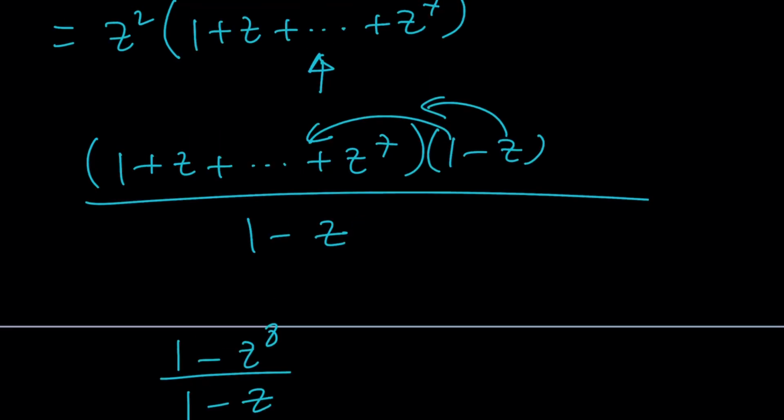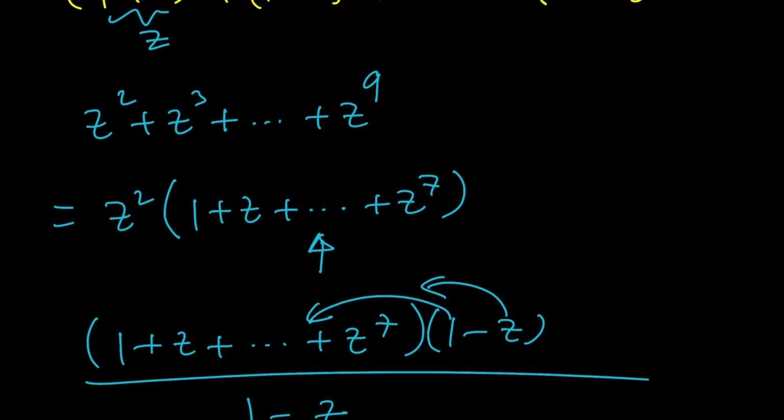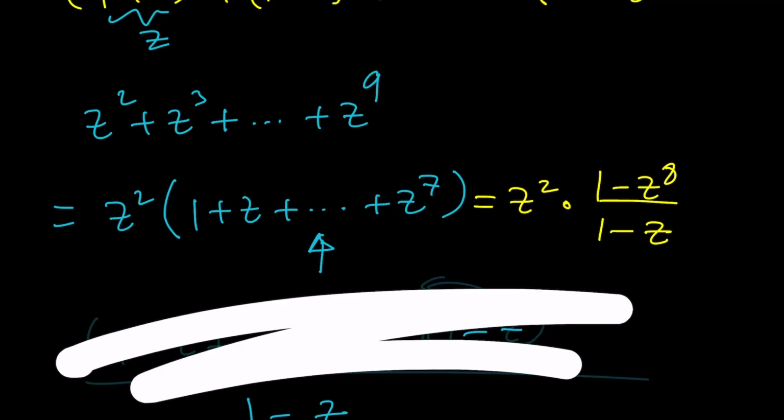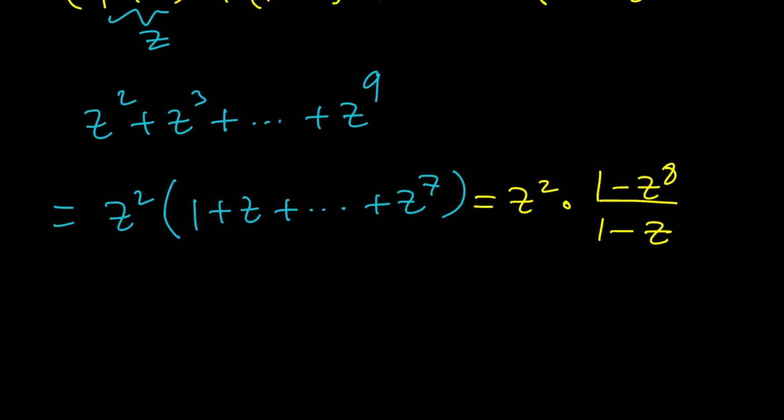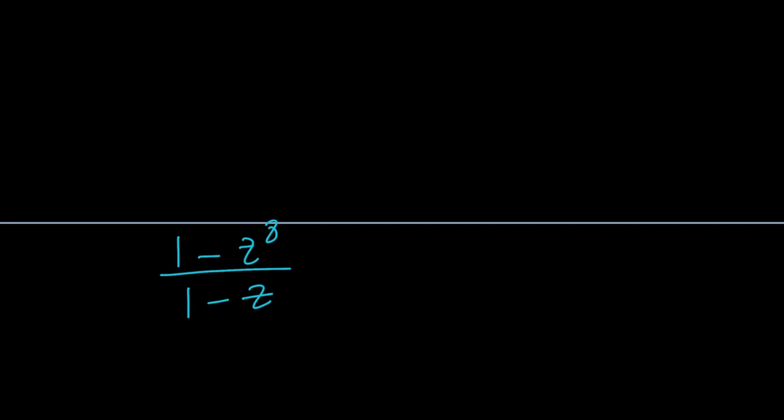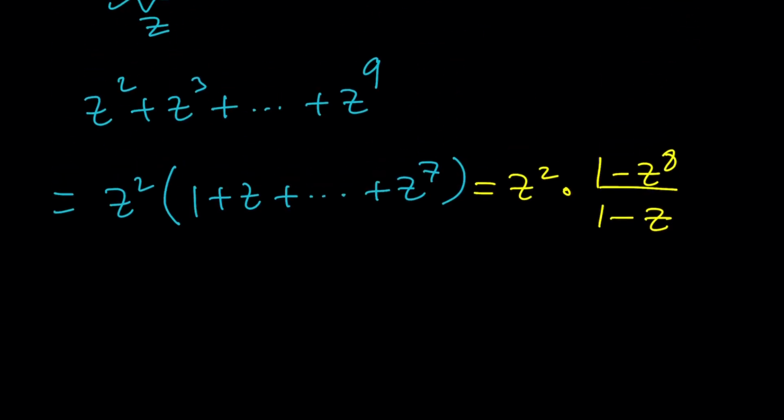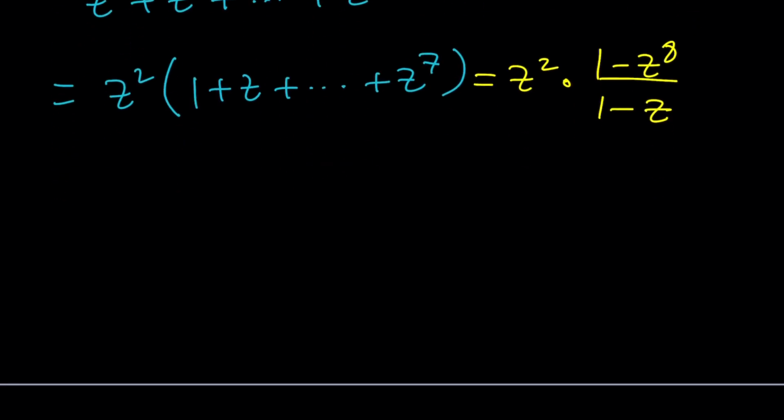In other words, from the geometric sum formula as well, we could say that this is equivalent to 1 minus z to the 8th divided by 1 minus z. Now, if you look at it differently, you can obviously set this equal to s, like for sum, and then evaluate it that way too. That's the whole idea.